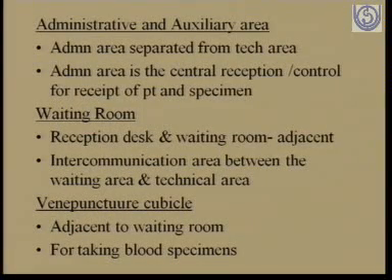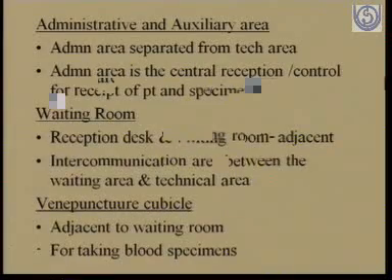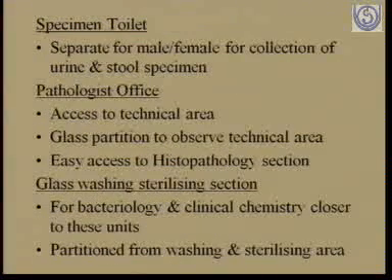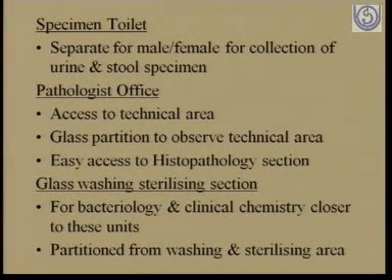Various auxiliary areas are required, in terms of toilets, pantry or waiting areas. A venipuncture cubicle is a must, even in the main laboratory. Specimen toilets are a must for males and females for collection of samples. A pathologist office is a requirement for all the staff. In fact, each staff member should have their own separate reporting area where they can concentrate on actual reports. A glass washing and sterilizing section is also a requirement.